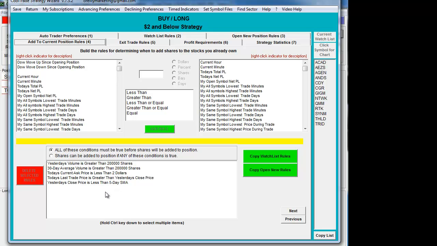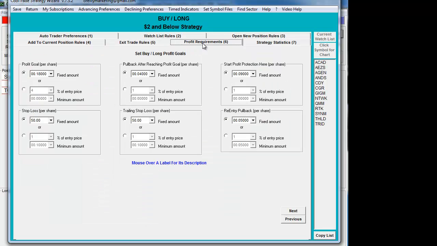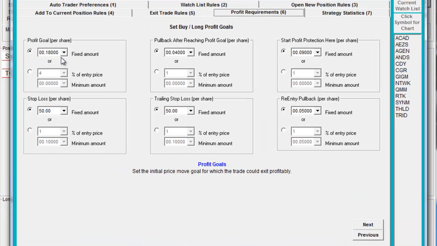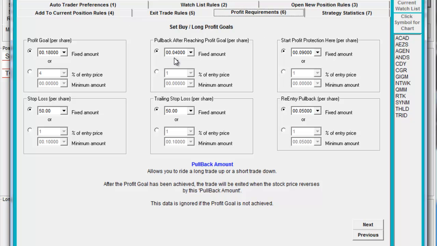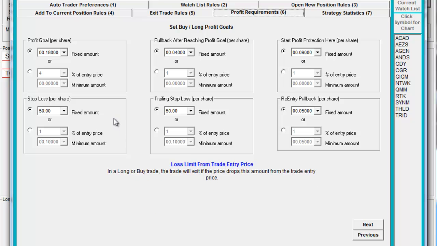And yeah, so it's very easy. I mean, very, very simple, but surprisingly effective. And the beauty of the auto trader is that it robotically trades unattended, buying and selling stocks based on these criteria. You also see that we exit once institutional ownership goes below 5%. The profit requirements are pretty straightforward. We're chasing 18-cent gains, 4% or 4-cent pullback, and profit protects at 9 cents. There are no stop losses here.